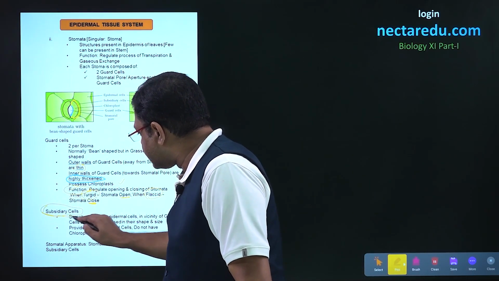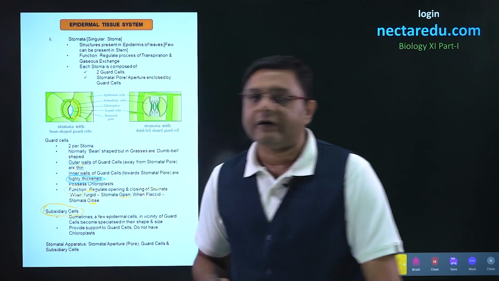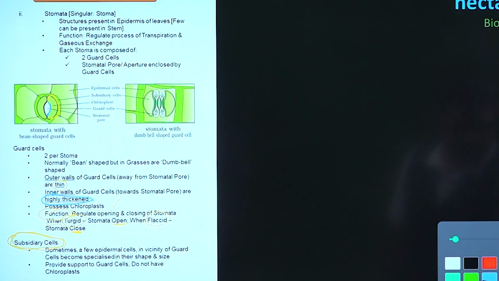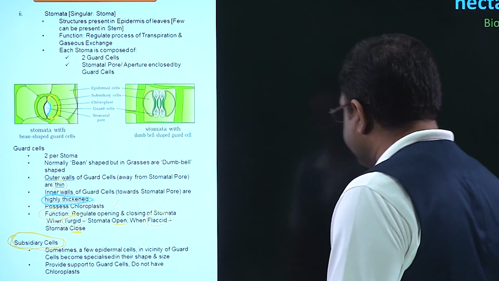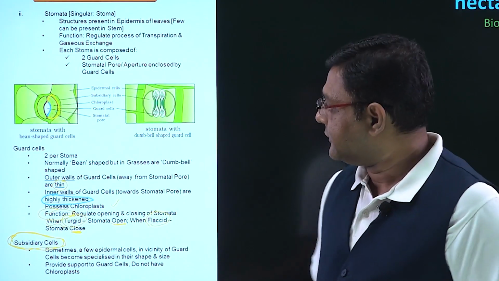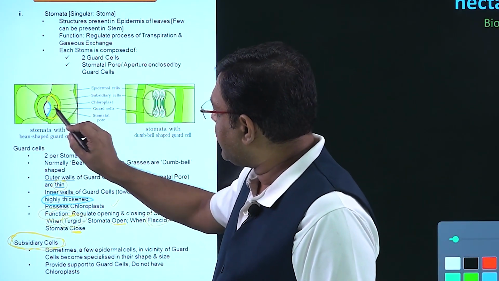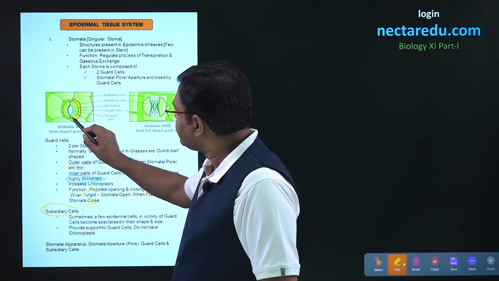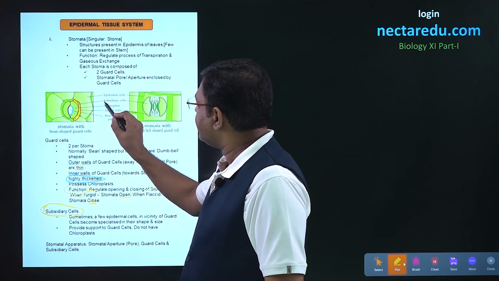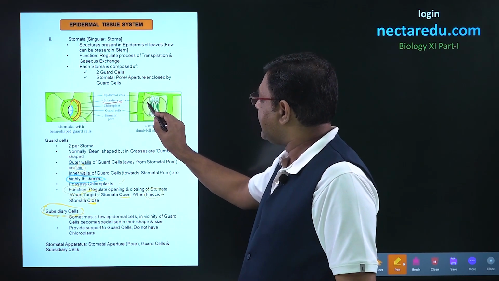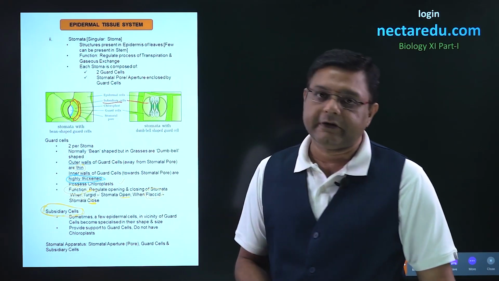After looking into the structure of stoma and its two parts, we come to the next type of cells which can be present, and these are called as subsidiary cells. Now, sometimes some epidermal cells which are present near to these guard cells, they can convert to subsidiary cells. So, in this particular diagram, if we see, outside this guard cell, this particular cell is present, and this is actually the subsidiary cell. In this diagram also, we can see that the cell outside the guard cell is the subsidiary cell.